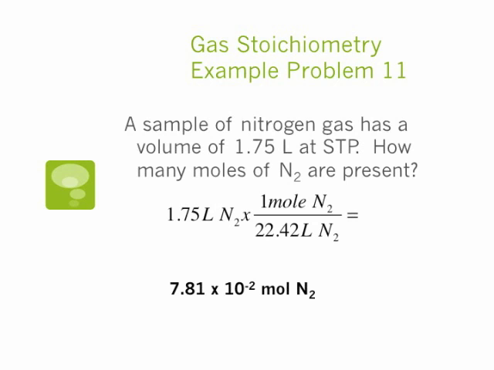This is really a simple setup. Starting with 1.75 liters of nitrogen, you should use the molar volume relationship we just talked about to go from liters to moles. The final answer is 7.81 times 10 to the negative second moles, with 3 significant figures.